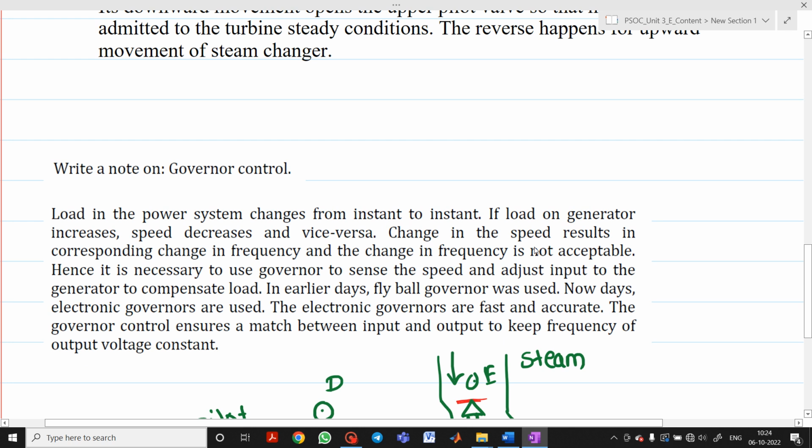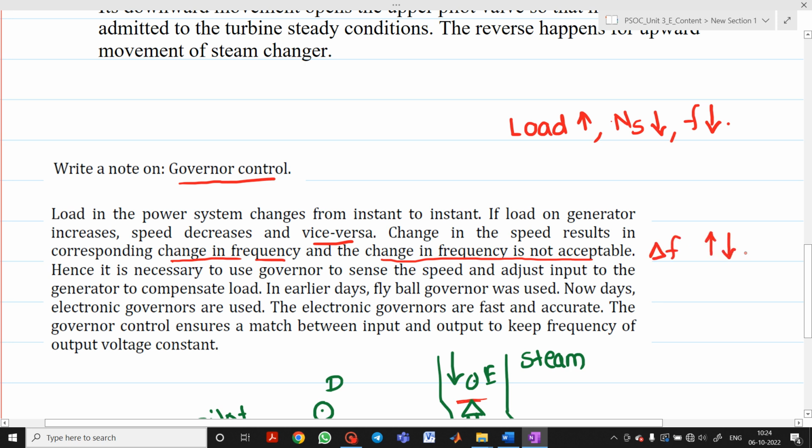Now the main important point is, what is a governor control? What is the role of this? Now we know that the load in the power system changes instant to instant. At any particular time, load may be different. After 1 hour, load may be different. If the load on the generator increases, the speed will decrease and vice versa. That we know because already we have studied. The more the load, the lesser will be the speed and also the lesser will be the frequency. Now change in the speed will result in a corresponding change in the frequency, and the change in the frequency is not acceptable. Change in frequency is denoted by delta F. It should not be more, it should not be less.